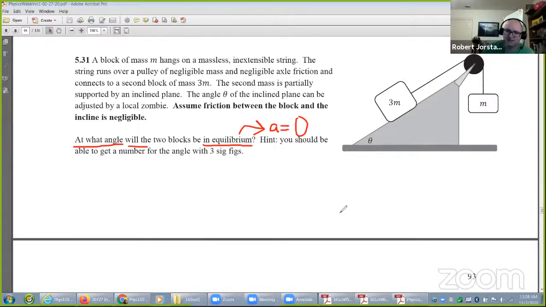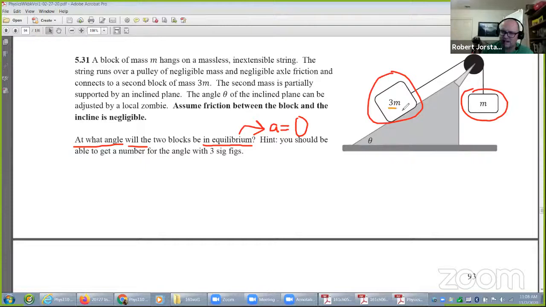All right, so go ahead and take a second. The general strategy here is to draw FBDs. So draw an FBD for this block, draw an FBD for that block. And I would recommend choosing a rotated coordinate system here. Let's talk about this.